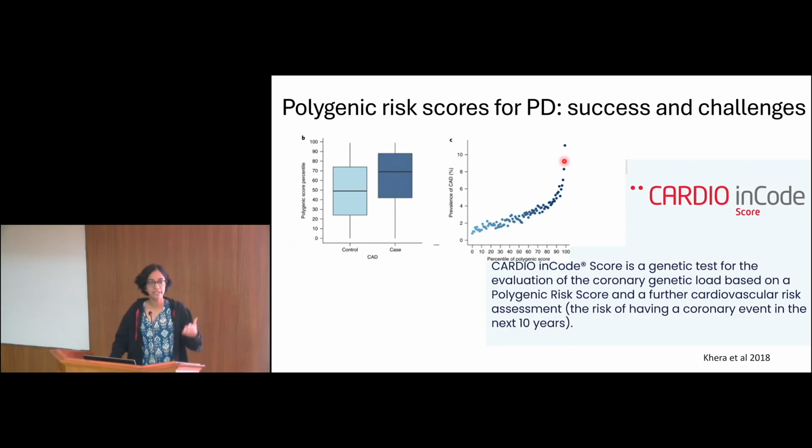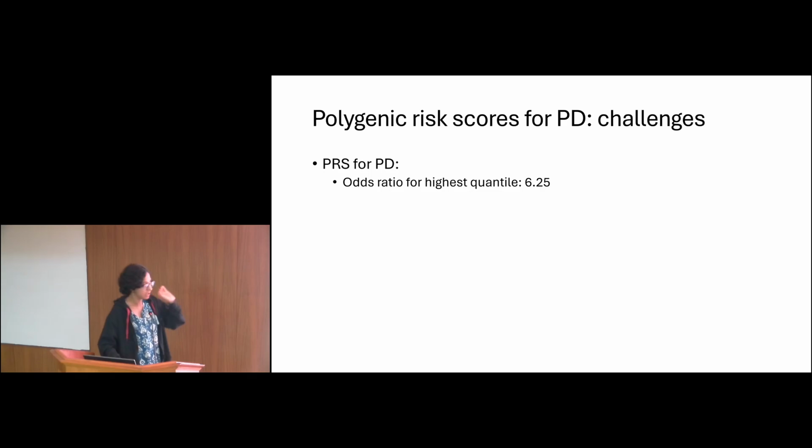Can you actually give you a personalized risk score for any disease? For PD, we are not quite here yet, and I think this is where one of the challenges lies. Compared to heart disease, PD does have less heritability. There is less of a genetic component to it, so it may be a more difficult challenge in the case of PD.